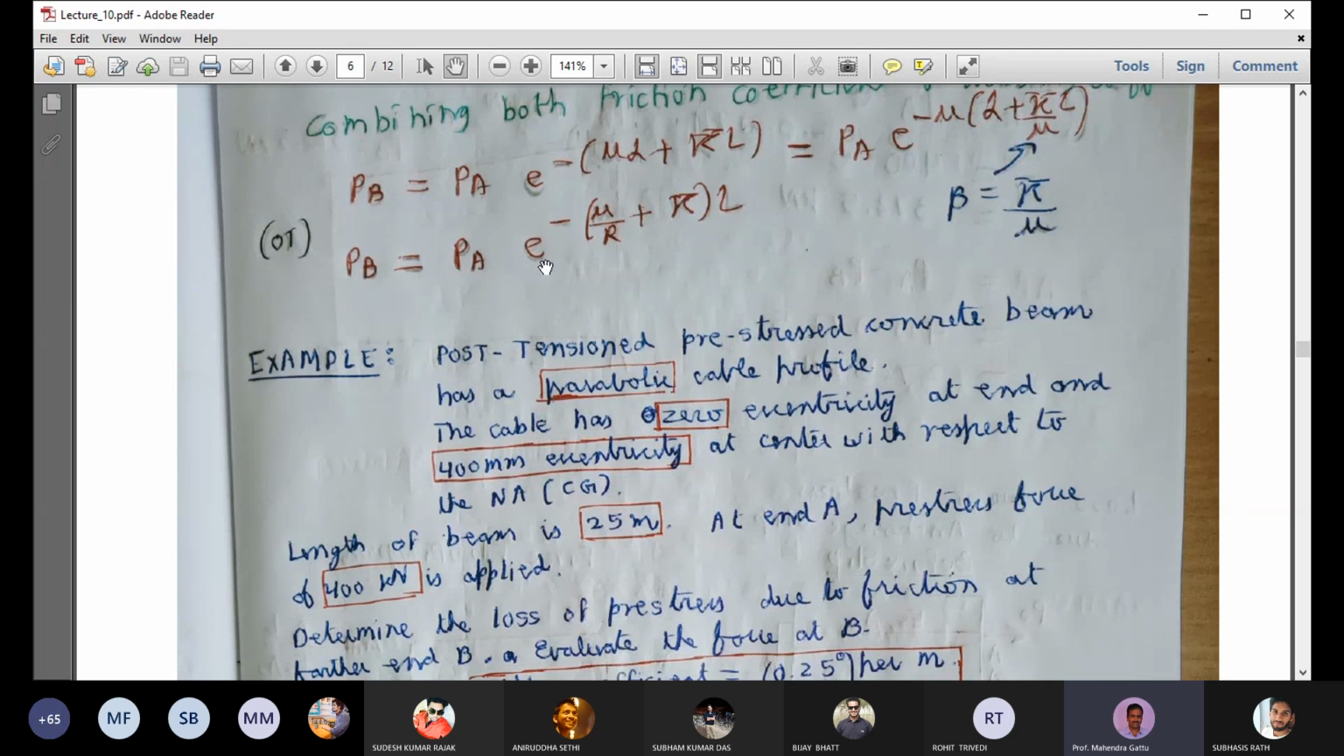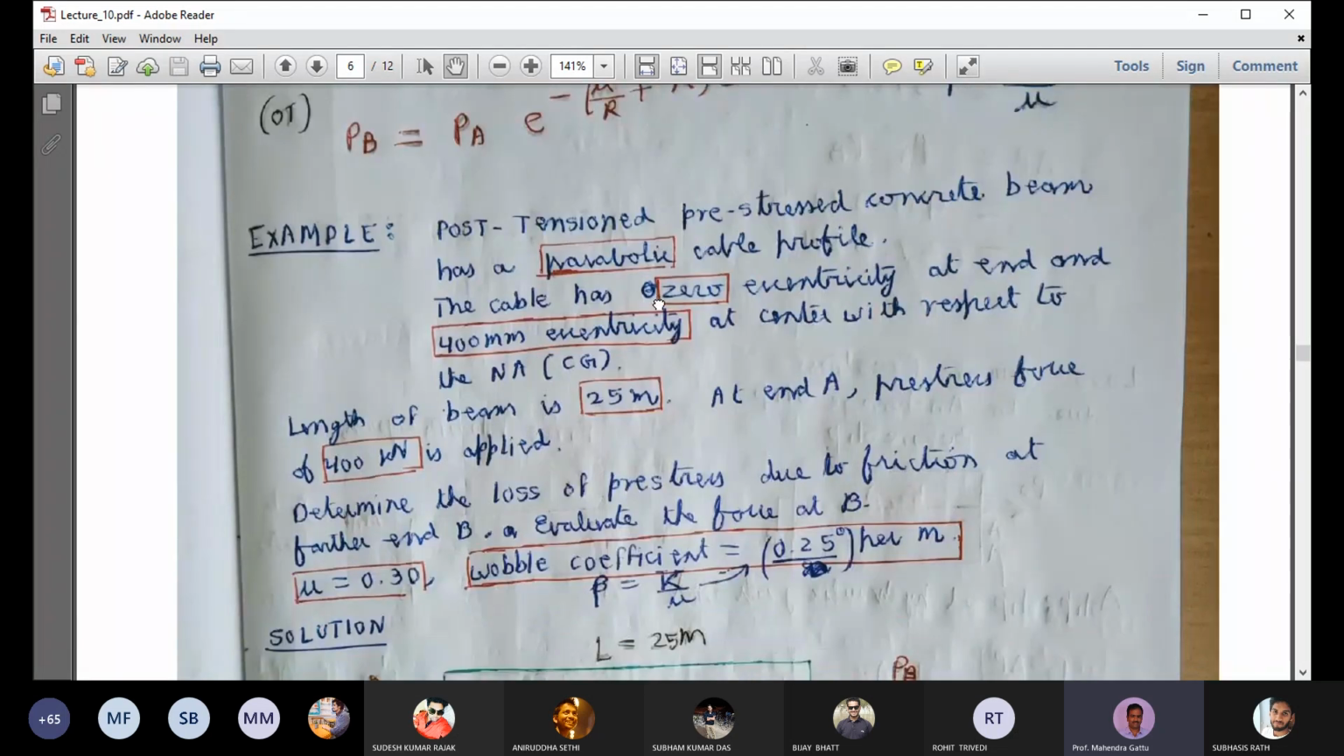Pb is equal to Pa e power, alpha is replaced by L by R. So then we can take L common. It will be minus mu by R plus K bar into L. So let's do one simple example.